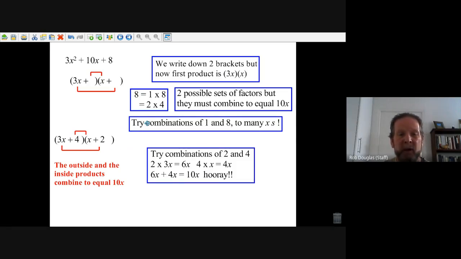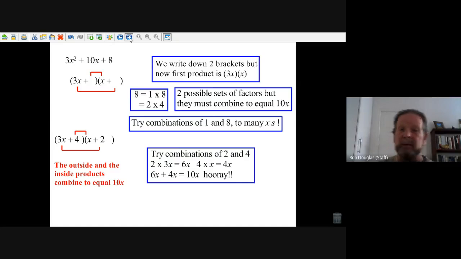Well, now let's try combinations of 2 and 4. And all you do is put the 4 and the 2 in different places until you can get it to work. If we put 3x and 2 here, 3x times 2 gives me 6x, and then 4 times x gives me 4x. And that's 6x plus 4x equals 10x. So now it works. The outside and the inside products combine to equal 10x, and the whole thing works. Okay, let's try one more.